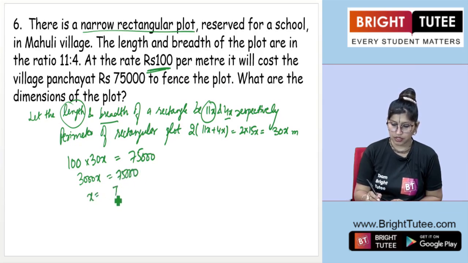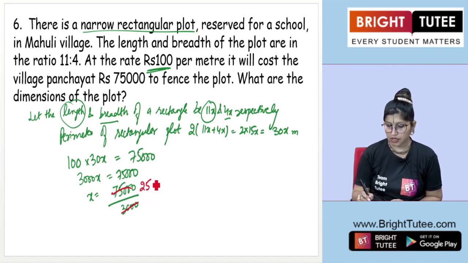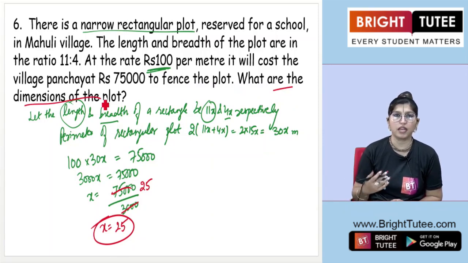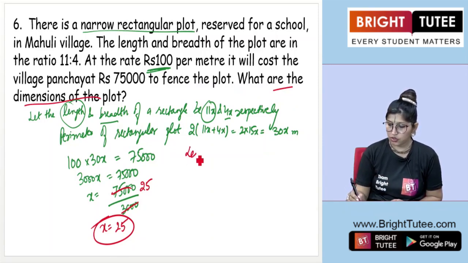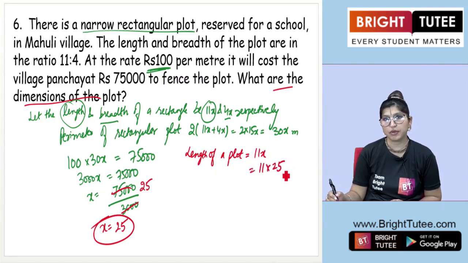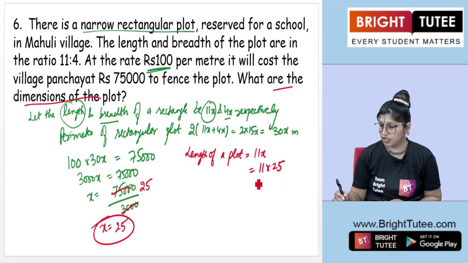So x will be 75,000 upon 3,000. We'll cancel it out. So we'll be getting 25. So x is 25 over here. They ask what are the dimensions of the plot. So the length of the plot will be 11 times x, which is 11 times 25. Once you multiply 25 by 11, you will be getting 275 meters.